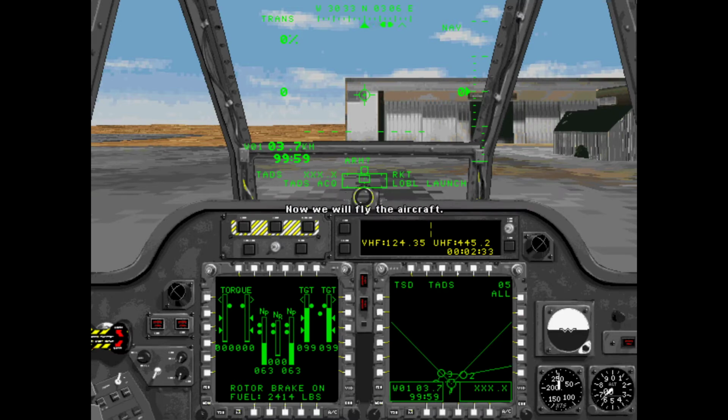Now we will fly the aircraft. The first thing to do is take off. Let's turn on your engine. To start the engine, press the R key.